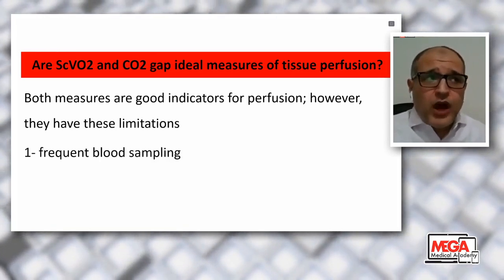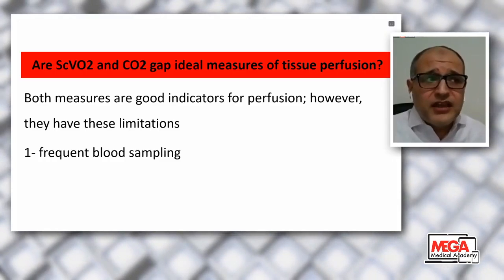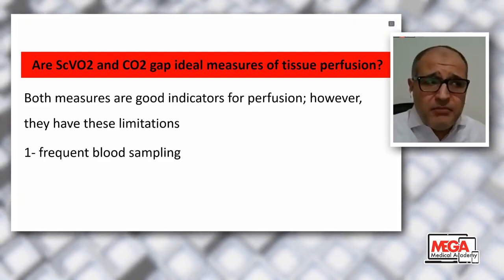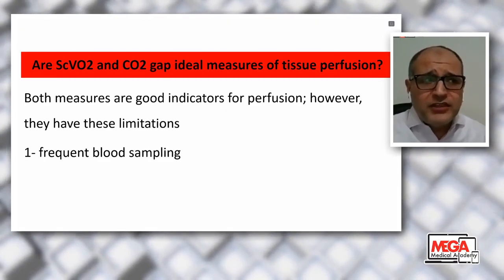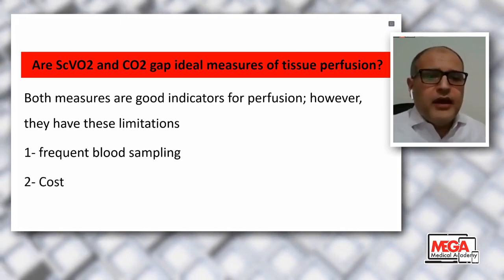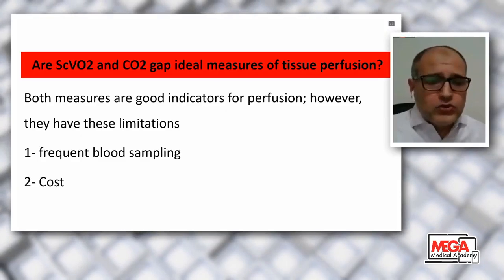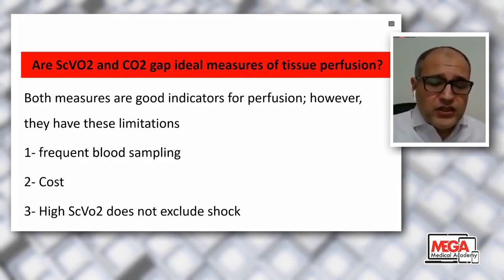If I want to measure the CO2 gap, I should take arterial and venous samples at the same time, and this is expensive and invasive and cannot be repeated every now and then because this will lead to too much cost. Also, the high central venous saturation does not exclude shock.